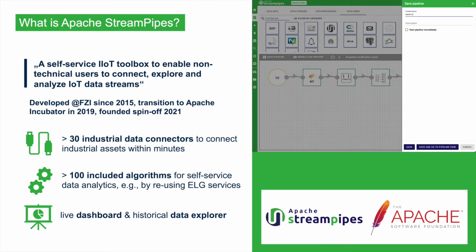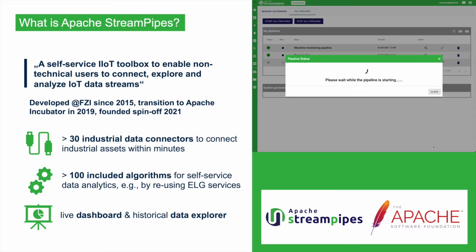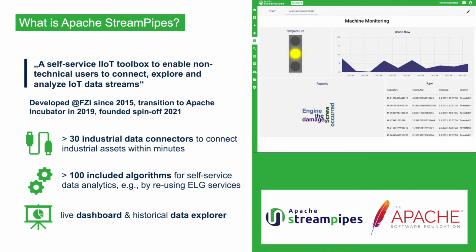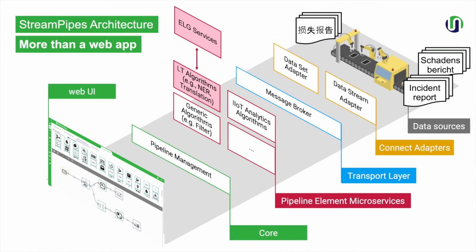In addition, analyzed data can either be propagated to external third-party services such as databases, or be leveraged internally within a live dashboard or a historical data explorer to quickly harness meaningful insights. Looking under the hood, StreamPipes is more than just a web app.